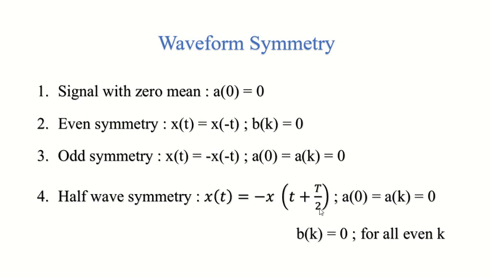Because if it is symmetric, then you all know what happens with symmetry, right? So we are taking T by 2 here. And for such signals, the value of a of k will be 0, the value of a of 0 will also be 0, but the value of b of k will hold some value. But there is one more condition: b of k will hold some value only if the value of k is odd. If the value of k is even, then b of k will also be 0. And when such things happen, we will all be happy, because we don't have to go through all those calculations, right? So that's the half wave symmetry for you, and that sums up the waveform symmetry section.